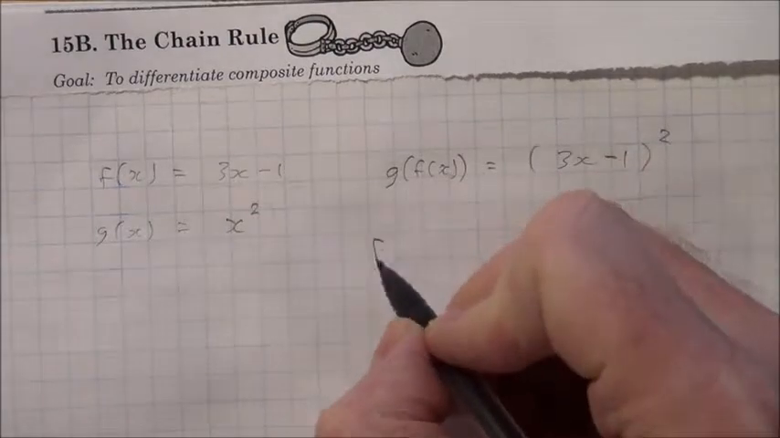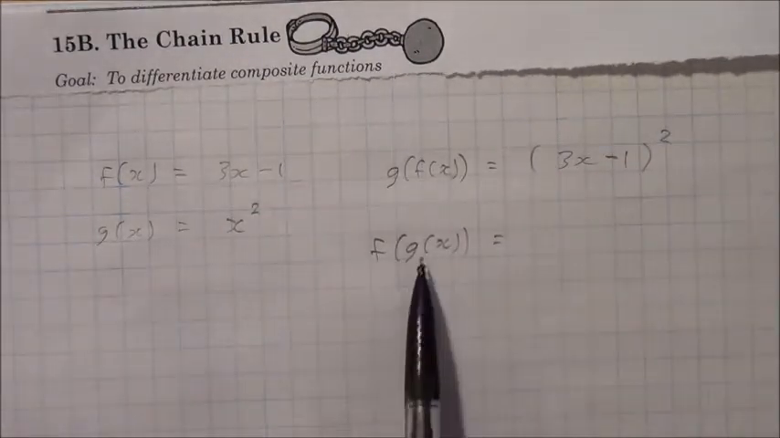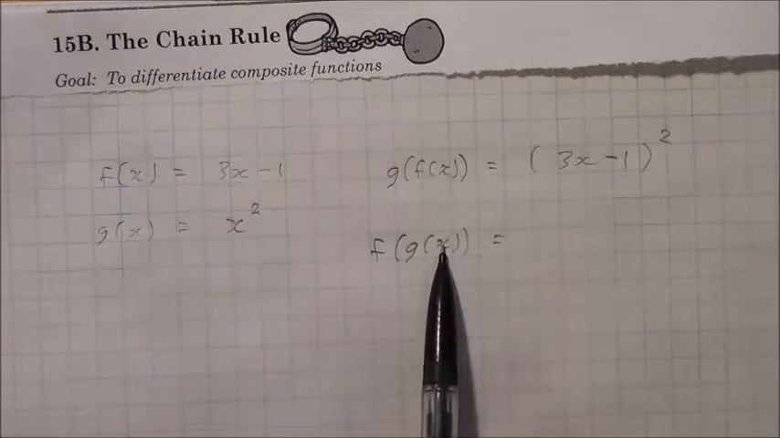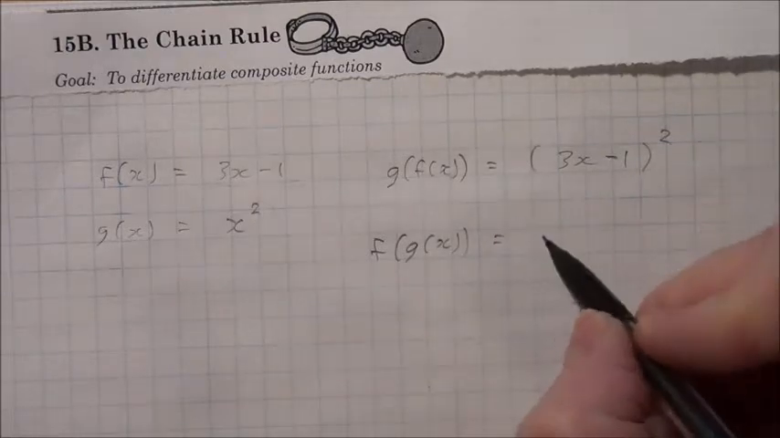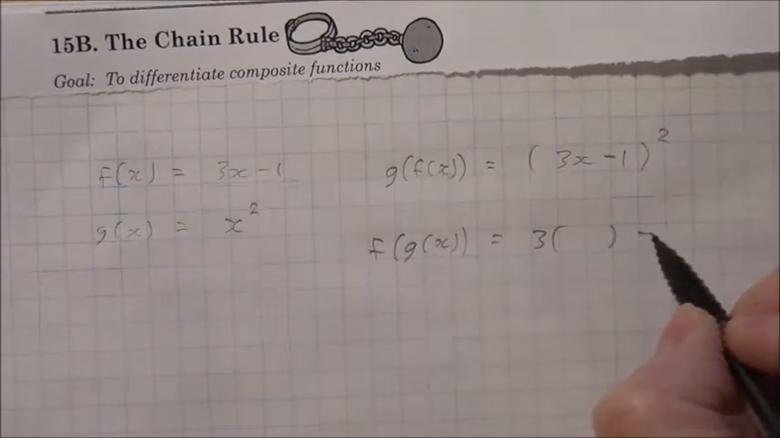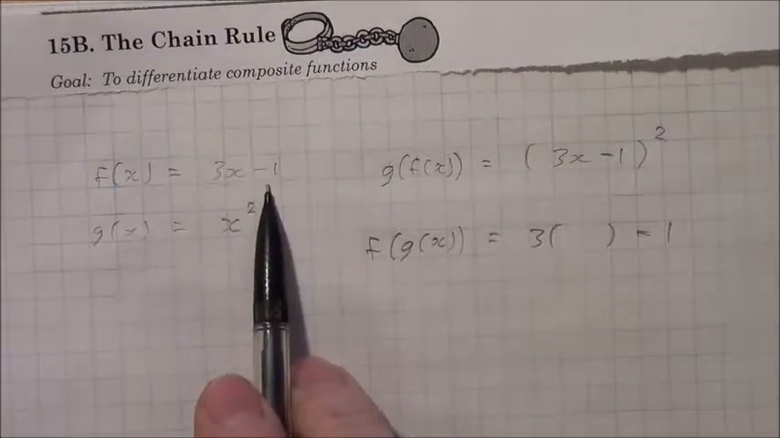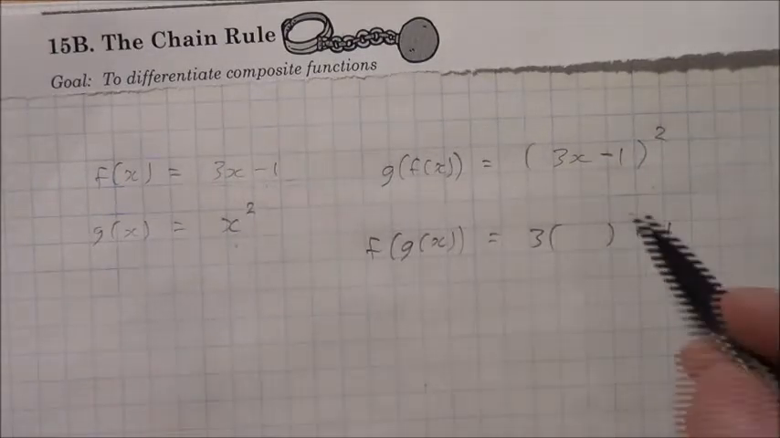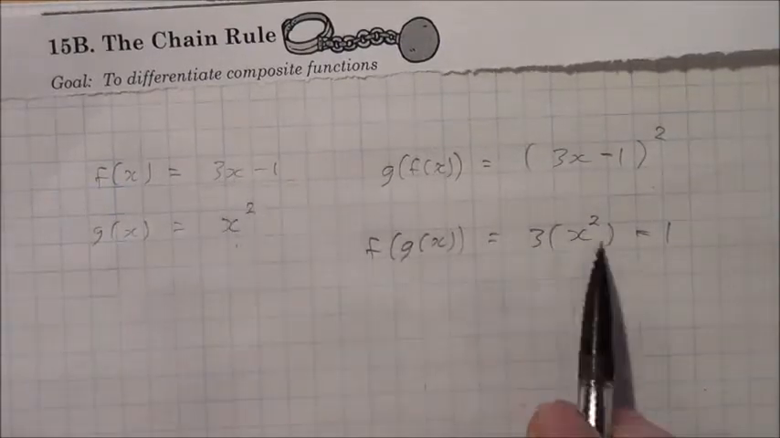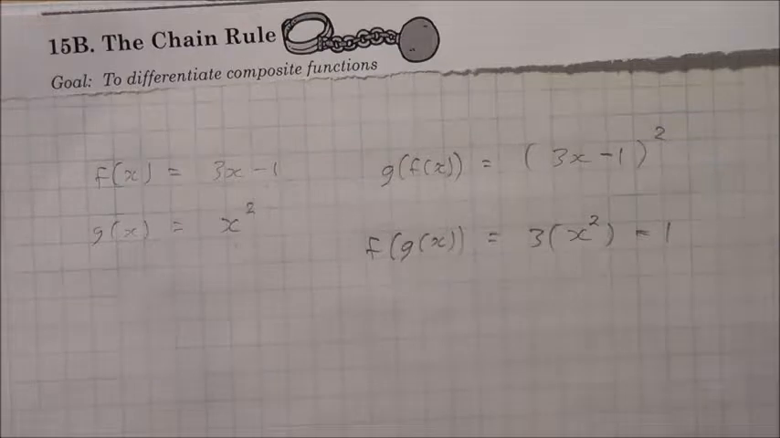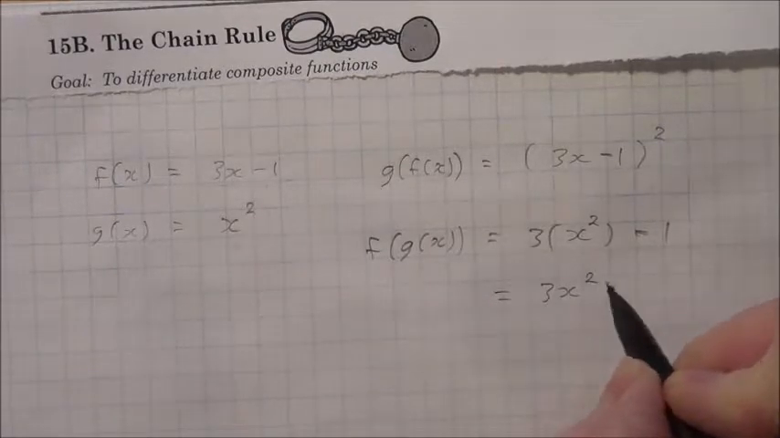If we go the other way around, we could say f of g of x, where we substitute all of g of x in for all the x's where we see them in f of x. So we've got 3 blank minus 1, which is the main function f of x, and we substitute g of x into the x of f of x, and this becomes f of g of x. That can just be written as 3x squared minus 1.